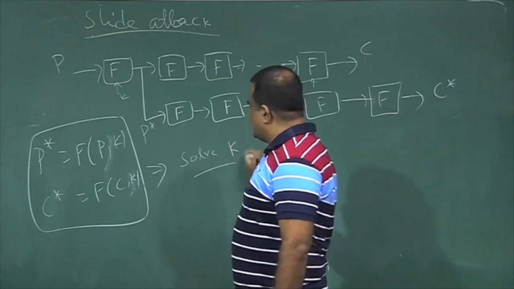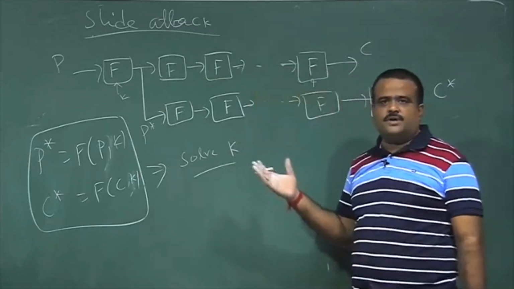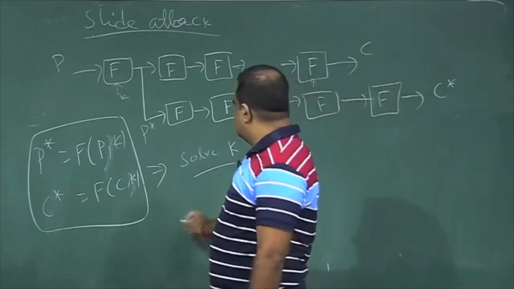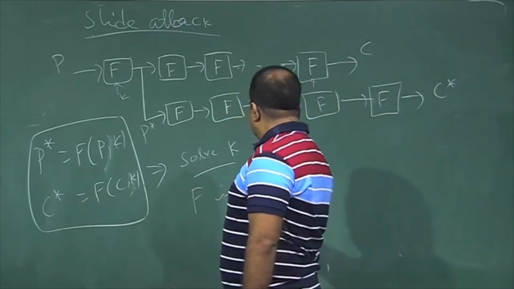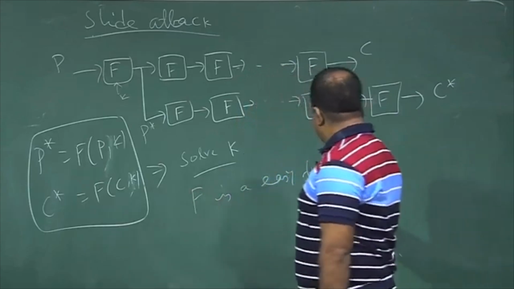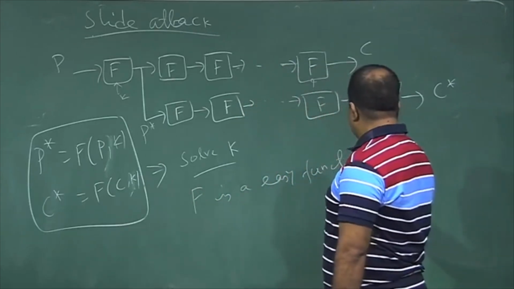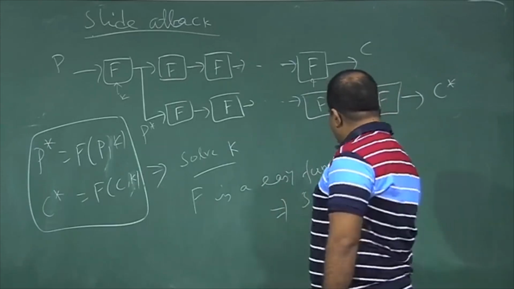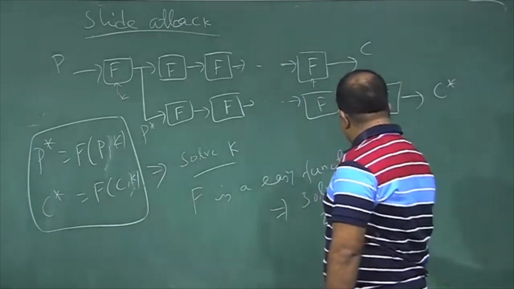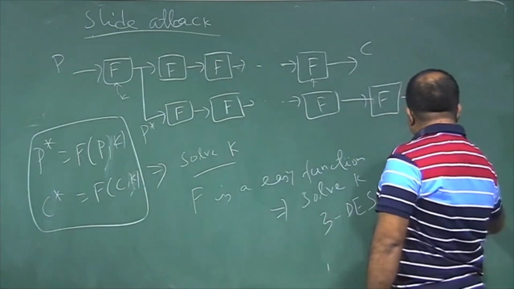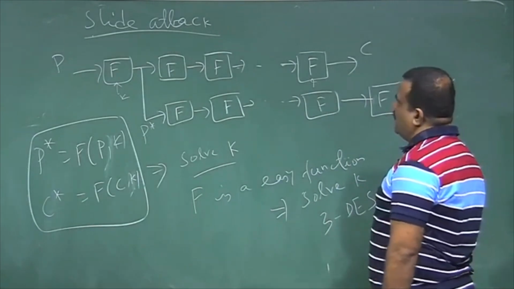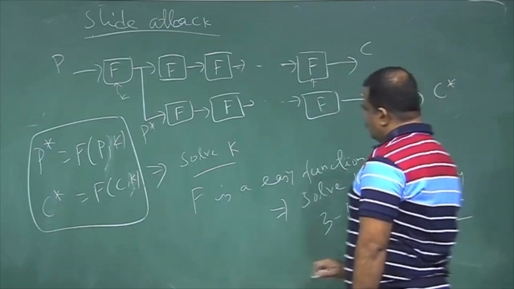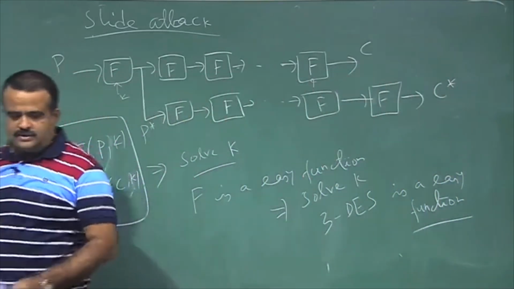that is the attack. If we have this equation and can solve k, it is not always possible to get a solution. If f is an easy function, then we can solve k from this. One example of an easy function is 3-round DES. They have applied this slide attack on 3-round DES, that is, reduced-round DES. So, thank you.